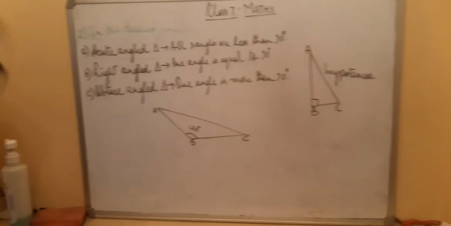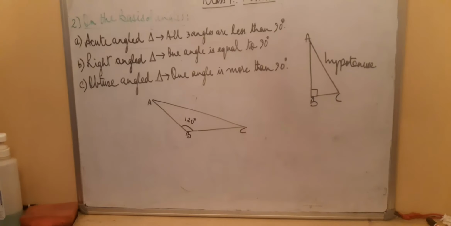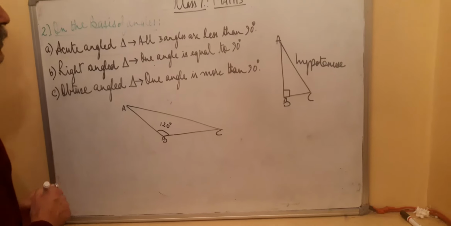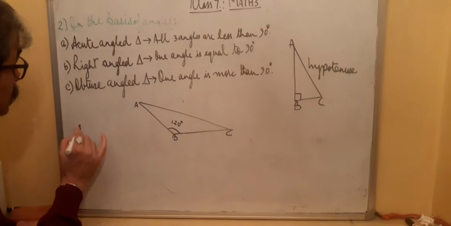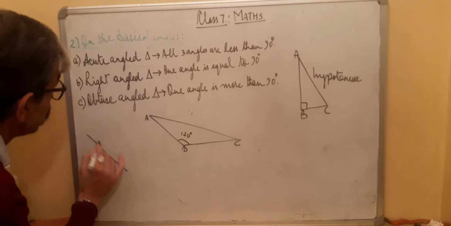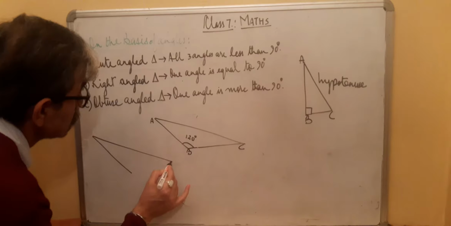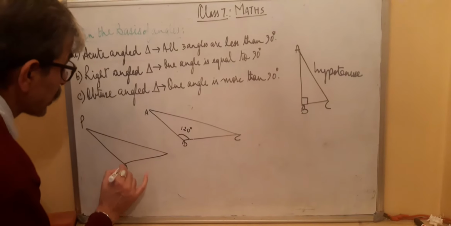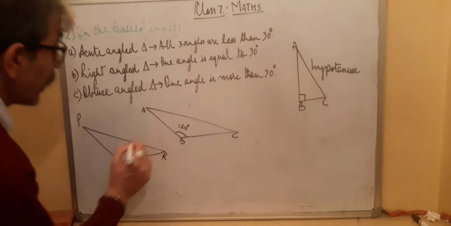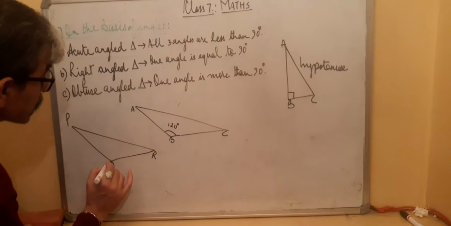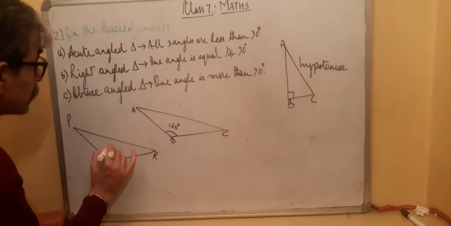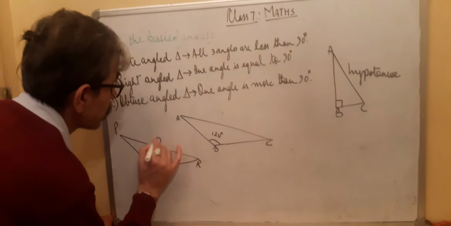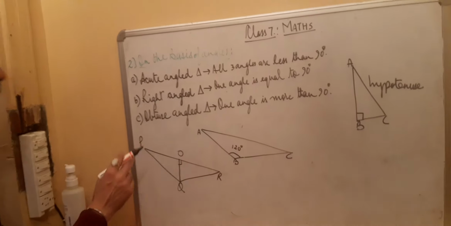Now the properties of the triangle. Now suppose the other terms related to the triangle, suppose I draw this triangle and name it as PQR, and from Q I draw a perpendicular to side PR and name it as O. So OQ is the altitude of the triangle.